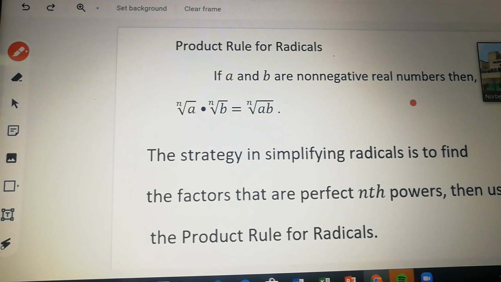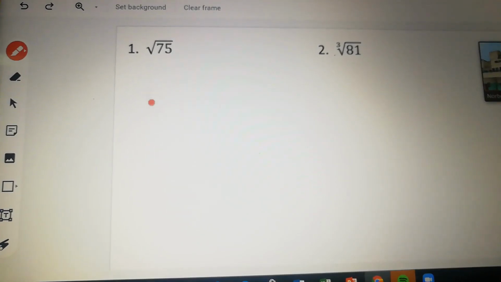So ibig sabihin nun, if your index is 2, you are going to find the perfect square factor. Okay? When your index is 3, you are going to find the greatest perfect cube factor of the radicand. Same true when your index is 4, you are going to find the perfect fourth root of the radicand when the index is 4. Okay, so here are the following examples.